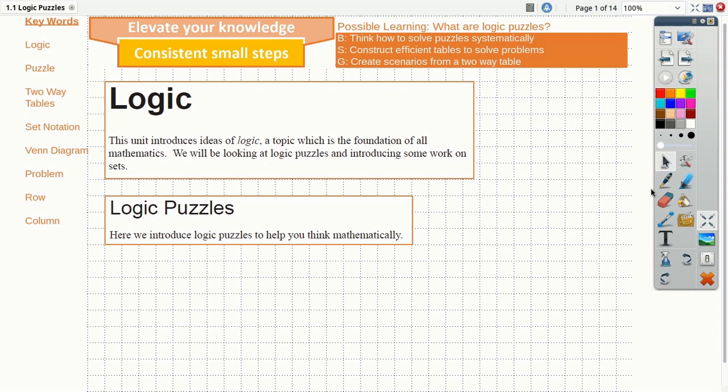This unit introduces ideas of logic, a topic which is the foundation of all mathematics. We will be looking at logic puzzles and introducing some work on sets. Here we introduce logic puzzles to help you think mathematically.